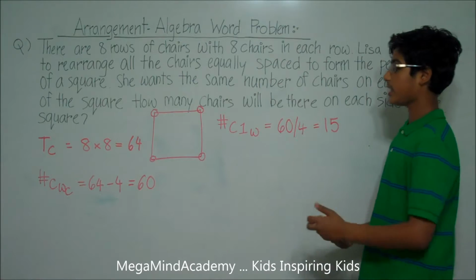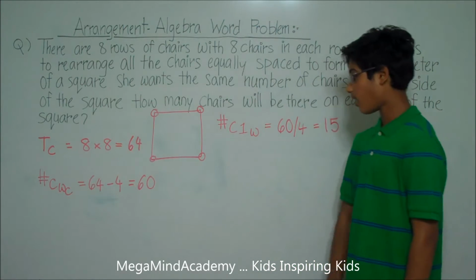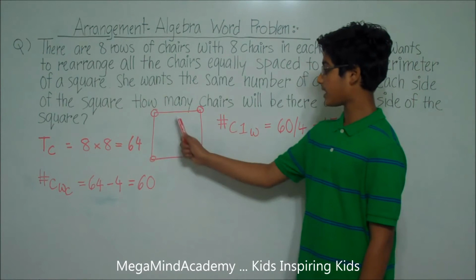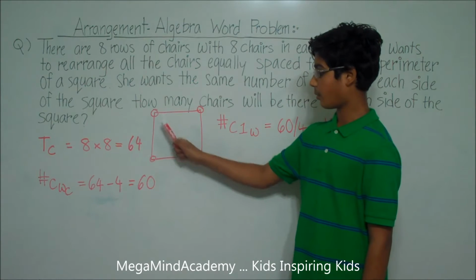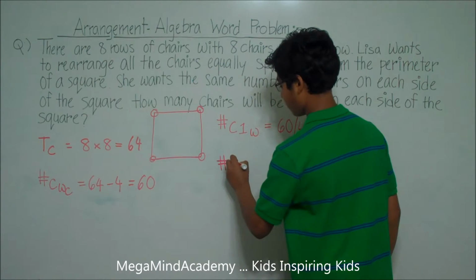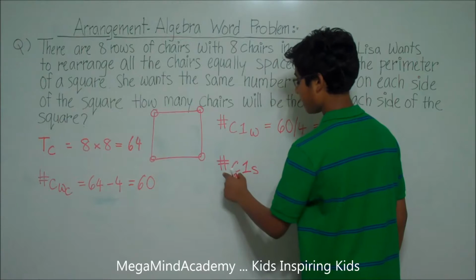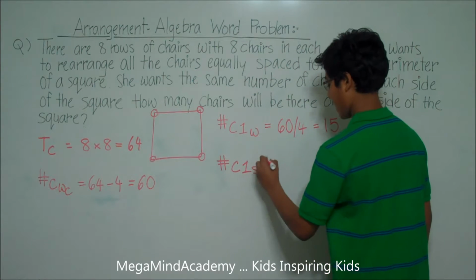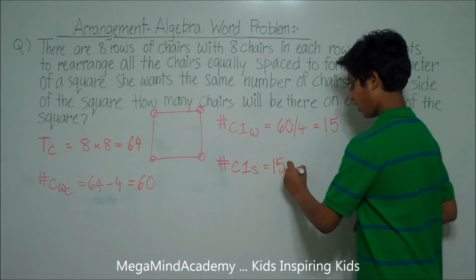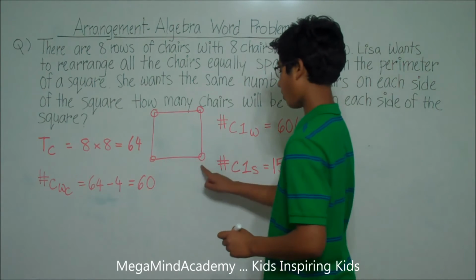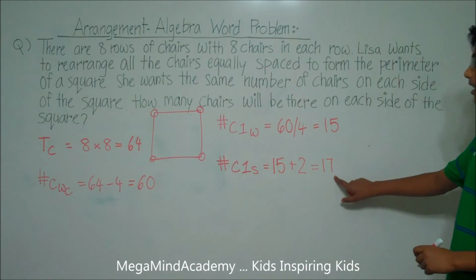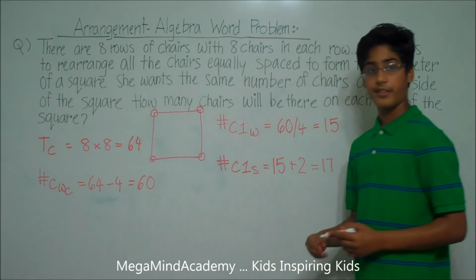Now we can see that on each side, let's take this side for instance, there are 2 corners, 1 and 2. Or this side, 1 and 2. Maybe this side, 1 and 2. And lastly this side, 1 and 2. So this means that the number of chairs on one side, NC1S, is equal to 15, which is the number of chairs on one side without the corners, plus 2, because on each side there are 2 corners. This is equal to 17. So there are 17 chairs on each side of this perimeter of the square.